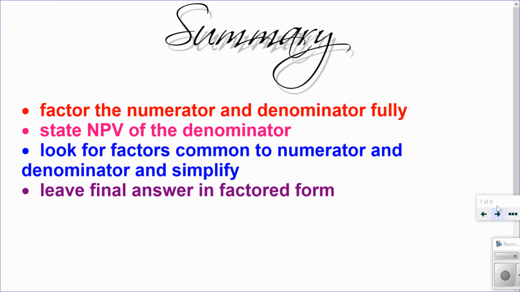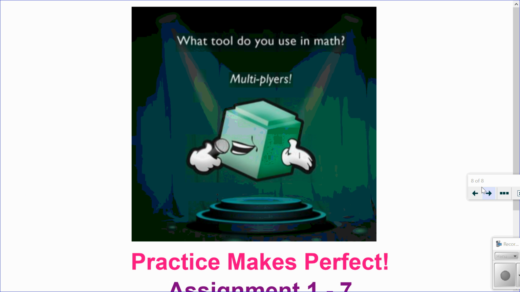So a little short lesson here. The summary: factor the numerator and denominator fully. State your non-permissible values of the denominator before you simplify, and then look for common factors in the numerator and denominator and simplify, leaving your answer in factored form.